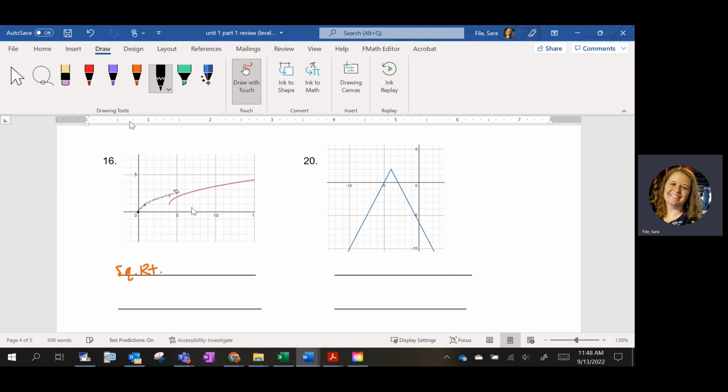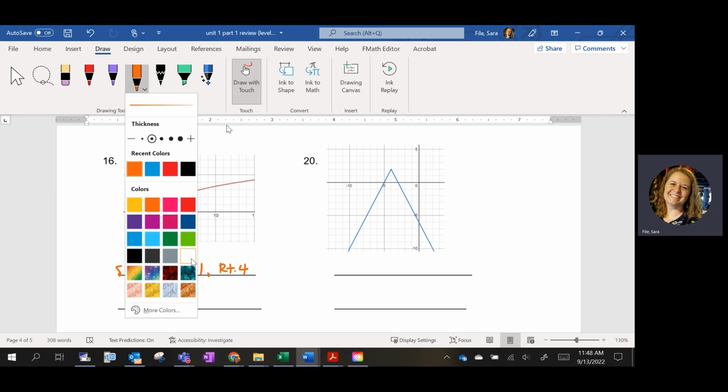Okay, so what changes have taken place? Up 1. What else? Right 4. Okay, and then from that starting point over 1 up 1, so no stretch or compression, and it's no reflection. All right, last but not least, what type of function is 20? Absolute values, correct. Let me mark that off up here.